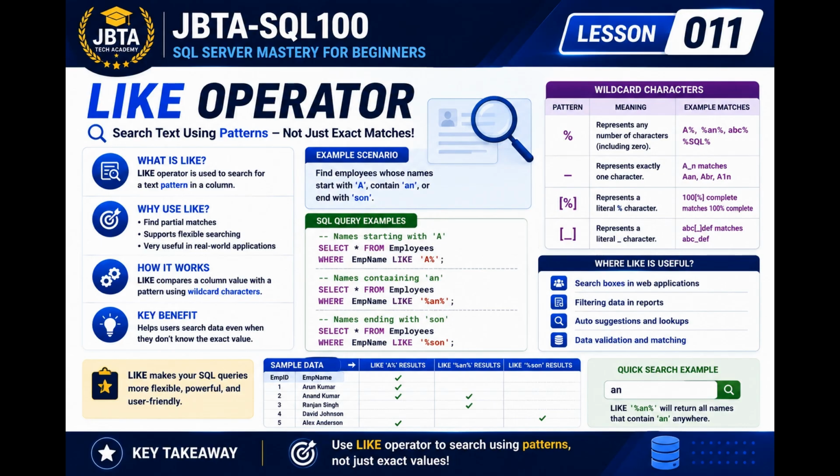The like operator is used in many real-world applications. It powers search boxes. It helps users find customers, products, employees, and many other records without knowing the exact value. It also plays an important role in reports, filtering screens, and business applications. Whenever you need to search for text based on a pattern instead of an exact match, the like operator is the right choice. It gives your users more flexibility and makes your SQL queries much more powerful. In the next slide, we'll explore wildcard characters in more detail and see how different patterns produce different search results.